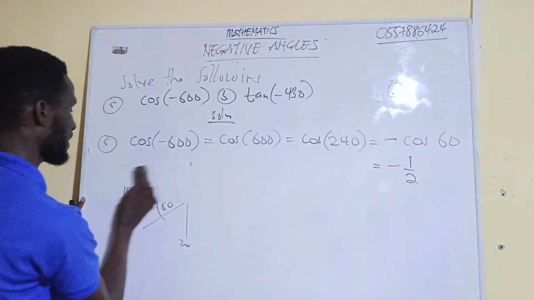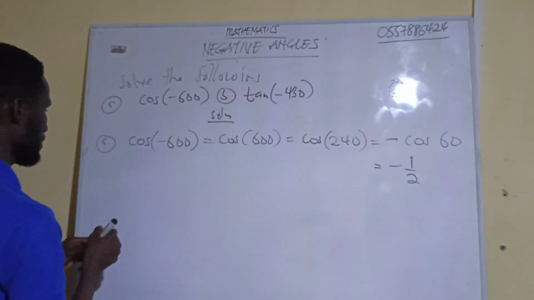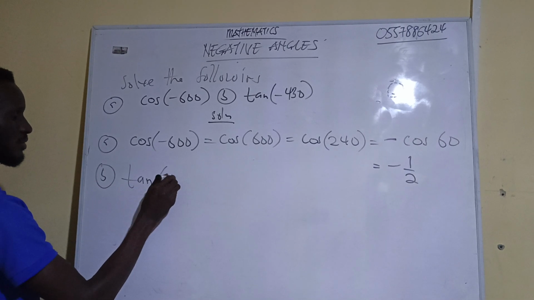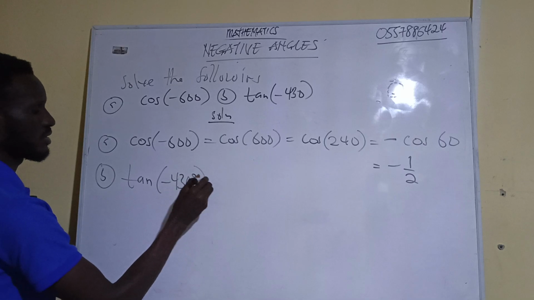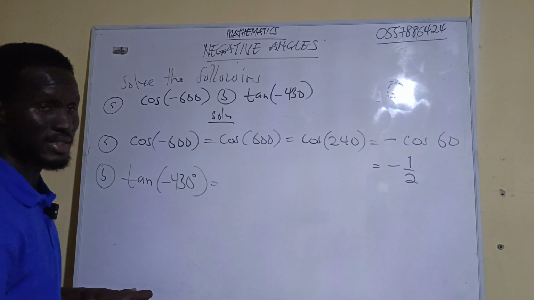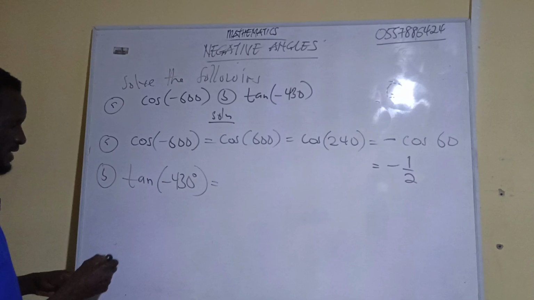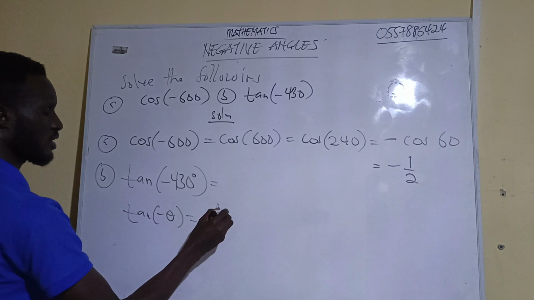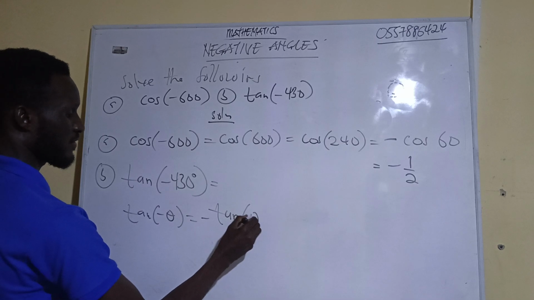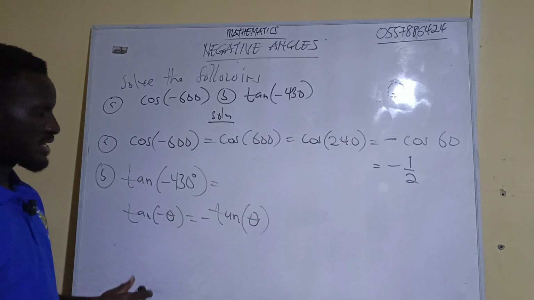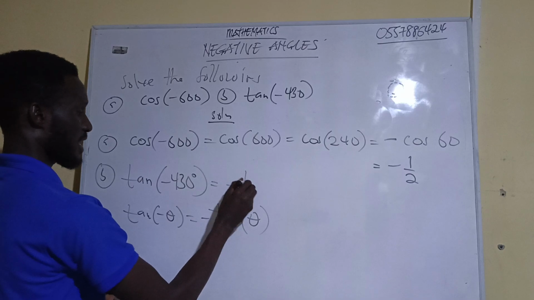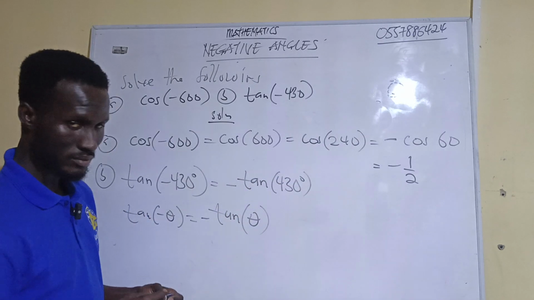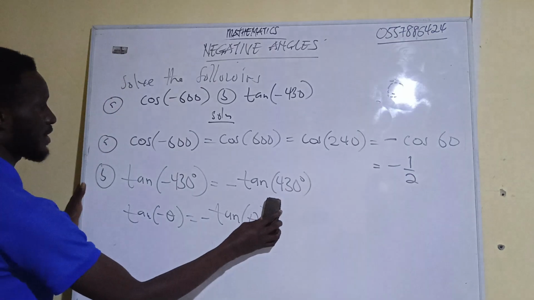Now let's solve the second one. B, tan negative 430. Don't forget that we said tan of any negative angle will give us negative tan of the positive of that particular angle. It means that we bring the negative out. We're going to get negative tan of 430 degrees. Now let's look at how we can read 430.